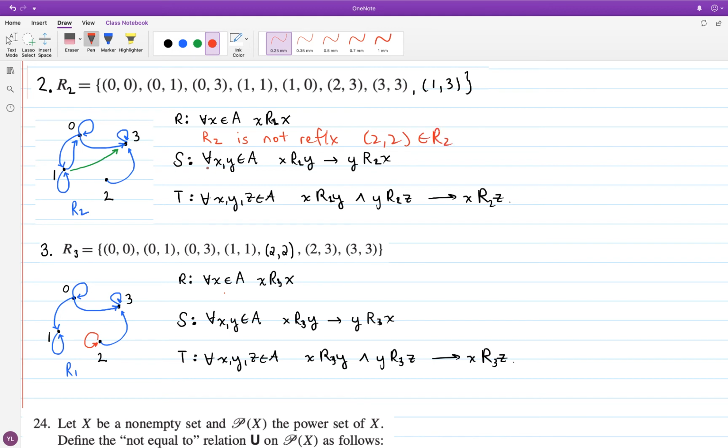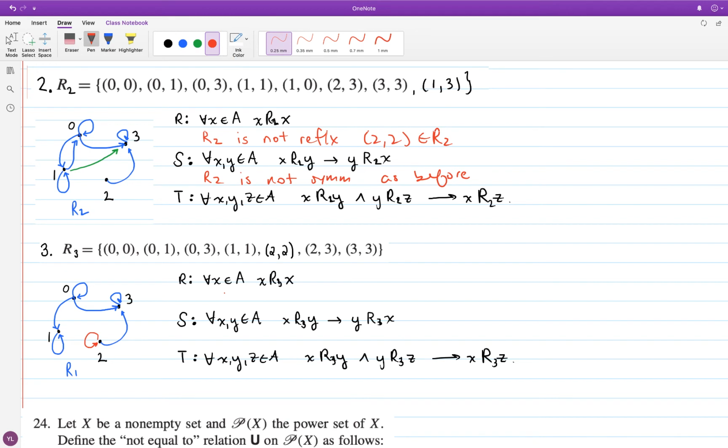Symmetric, let's see. I still think that this relation is not symmetric, again, for the reason before. I've got (0,3) in there, but I don't have (3,0). So R2 is not symmetric, as before. But I do think that I fixed transitivity.